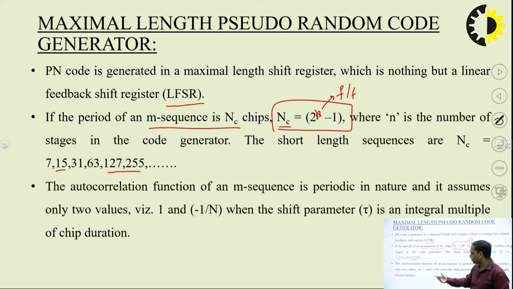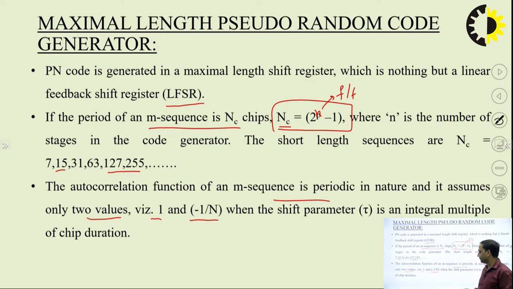In that, the autocorrelation function of the m sequence is periodic in nature, and it is assumed that only two values are there, as we have just mentioned in the previous slide. The one value will be 1, and the second, in the bottom one, it will be minus 1 upon n.